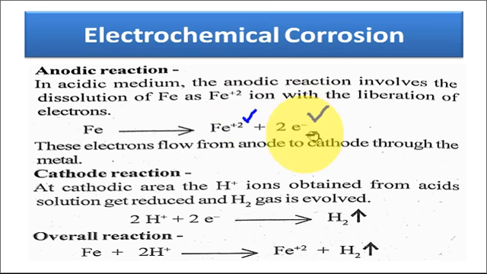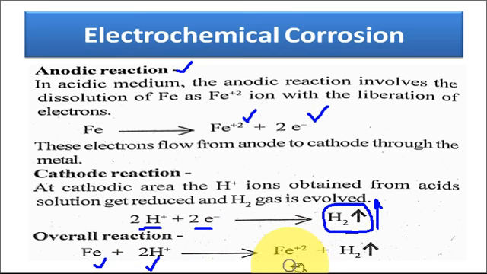The electrons which are released at the anodic area now move towards the cathodic area, and at the cathodic area the H+ ions from the acid react with these electrons and are converted into hydrogen gas. So at the cathodic area hydrogen gas is evolved, right? So overall reaction we can write as iron with reaction of the acid converted into Fe2+ ions, and hydrogen gas is released at the cathodic area.